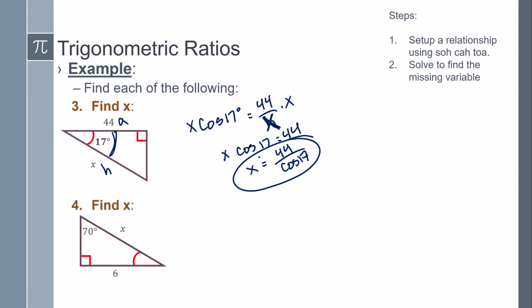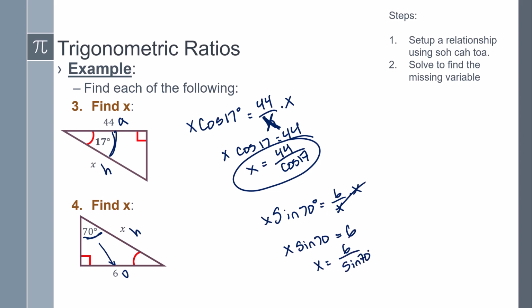For this one right here, for this given angle, I have my opposite and my hypotenuse. Opposite and hypotenuse is going to be sine. So I have the sine of my given angle equals opposite over hypotenuse. Get x out of the denominator by multiplying by it. Divide both sides by sine 70, and you enter that in your calculator.